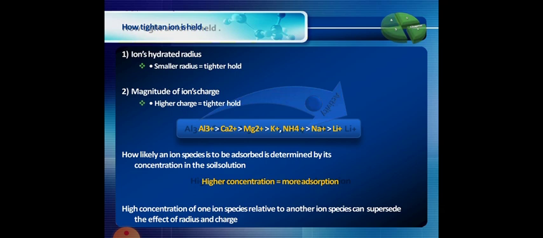How likely an ion species is to be adsorbed is determined by its concentration in the soil solution. Higher concentration means more adsorption. High concentration of one ion species relative to another can supersede the effect of radius and charge.